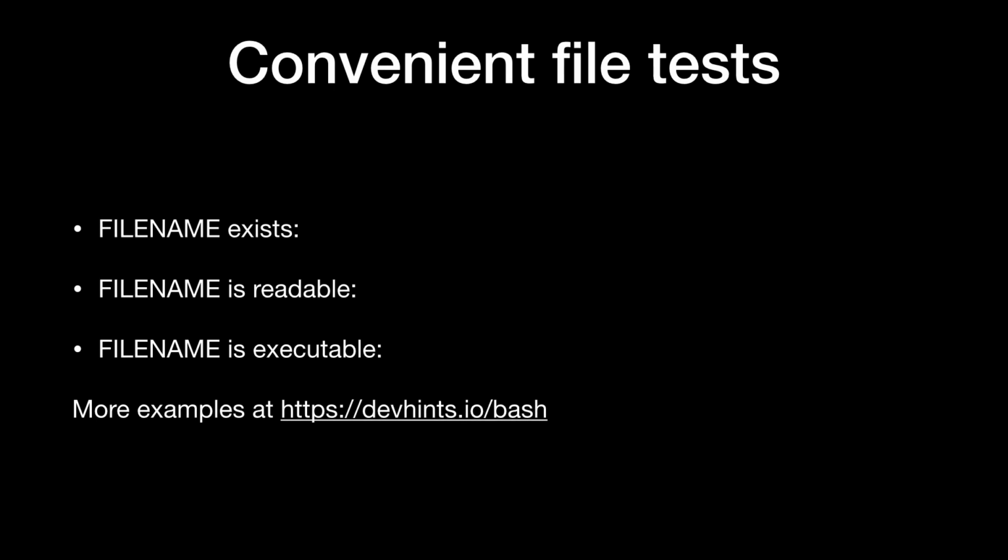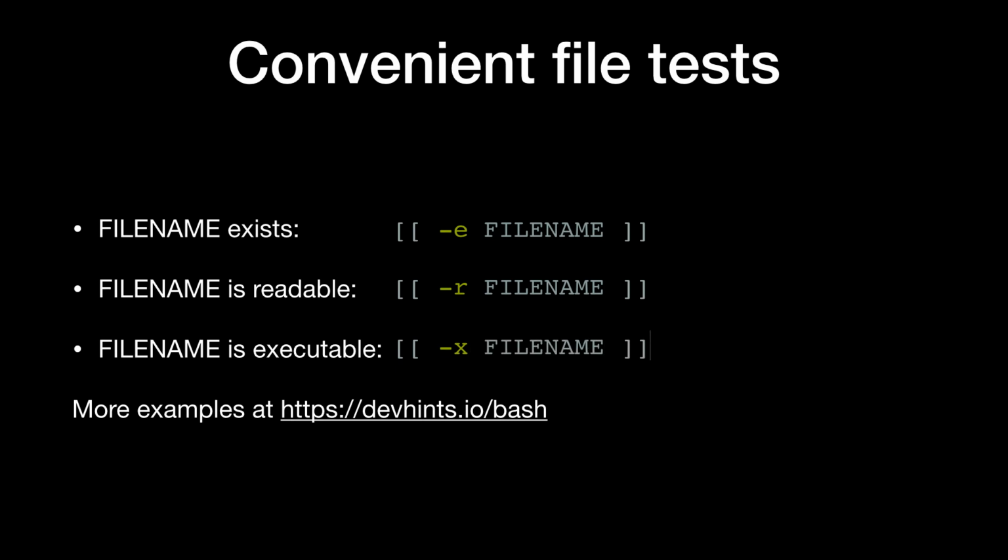And I mentioned earlier that you should use double brackets for tests. And actually there are some really nice, convenient file tests in Bash that are built in for some of these different states for files. So for example, you can check that a file exists. You can check if a file is readable. You can check if a file is executable. And there are many more examples at this link that I've included, which is a Bash cheat sheet and has lots of other nice tips and recipes for doing different things in Bash.